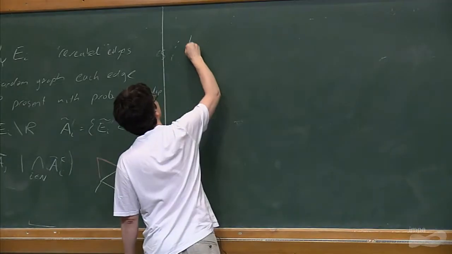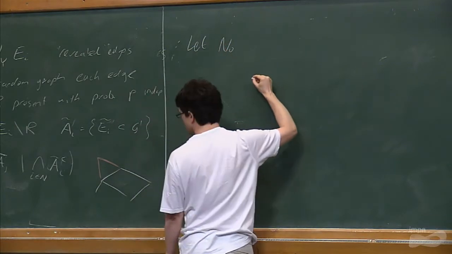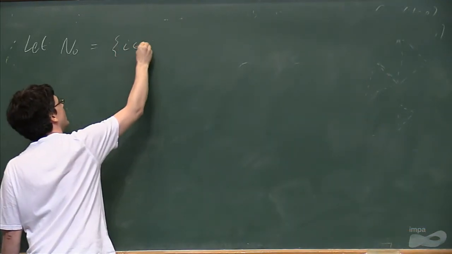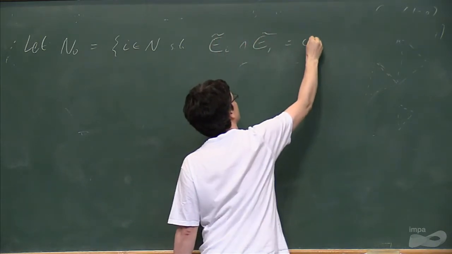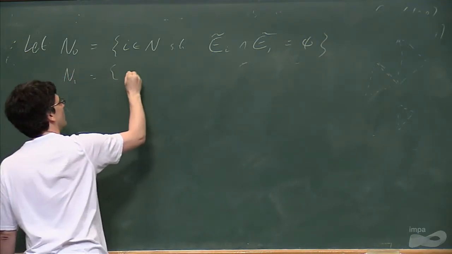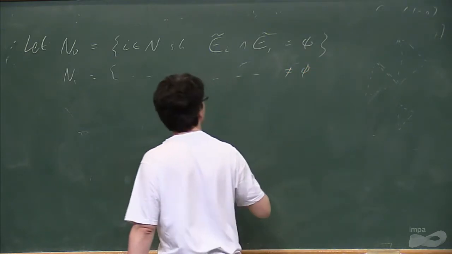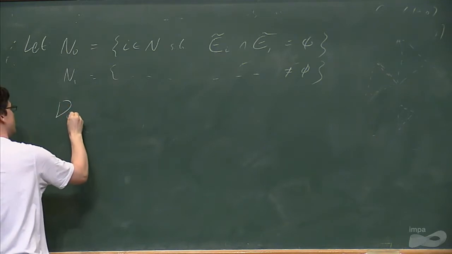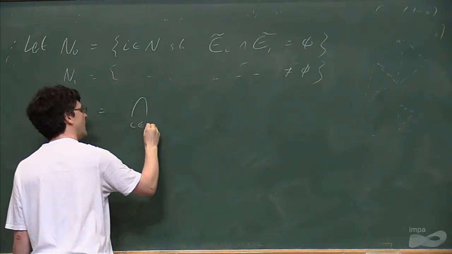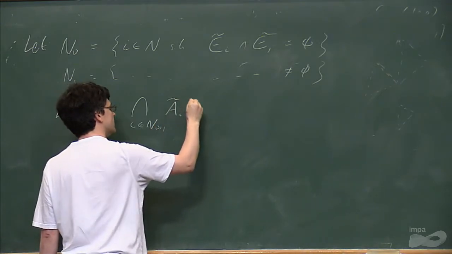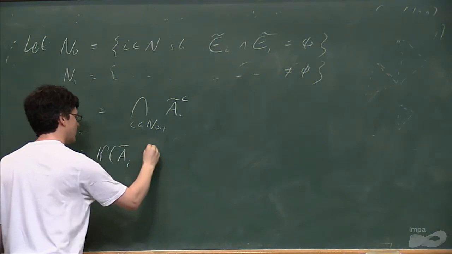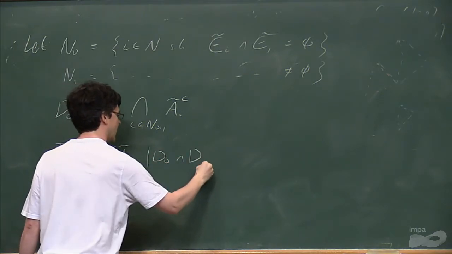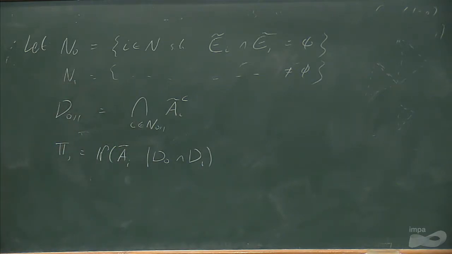So we split the set n into 2 bits. So n0, for no dependence, at least morally, is the set of i in n such that ei twiddles intersect ej twiddles is the empty set, and n1 is where this is not the empty set. And let's write d0 or 1 to be the intersection over i in n0 or 1 of ai twiddles complement. Okay? So what we're interested in is the probability of aj twiddles given d0 intersect d1. We'd rather be conditioning on just d0. So let's do that.